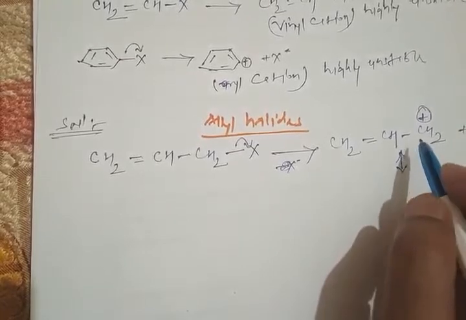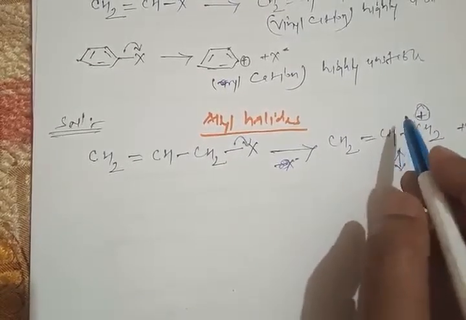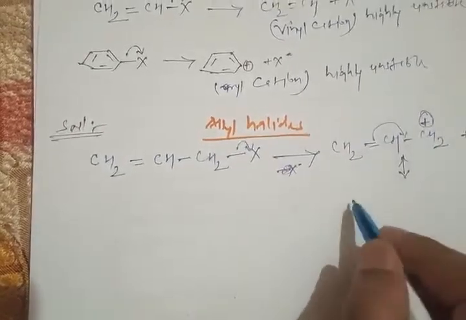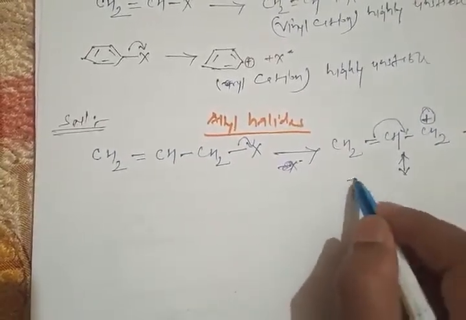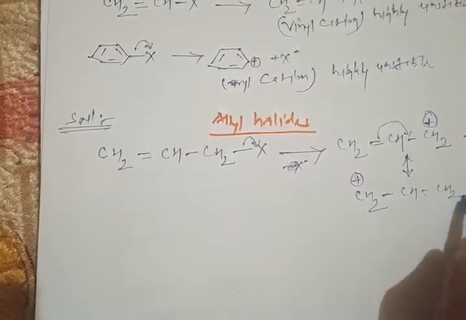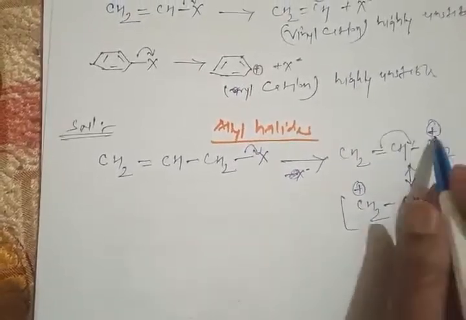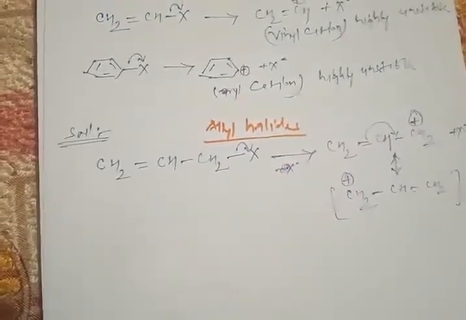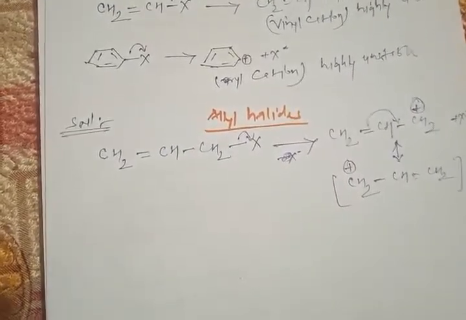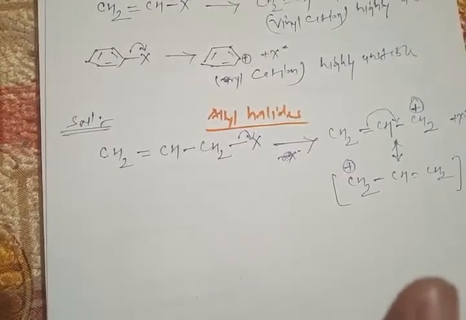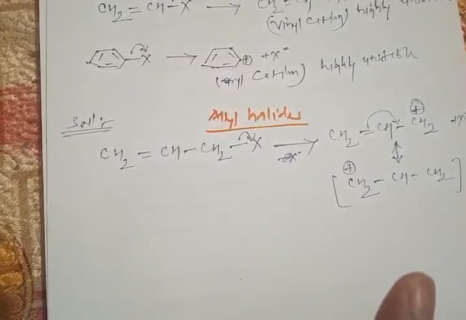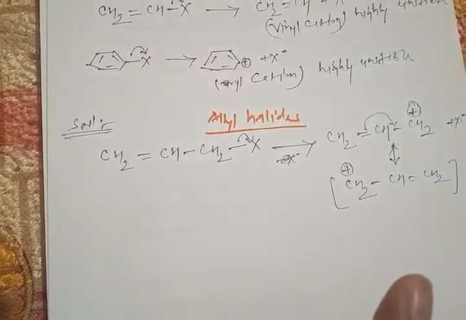So how will this happen? Here the pi electrons will shift, so charge separation occurs here. The positive charge is on this side and on this side. So what does it mean? It means that if it is resonance stabilized, it can undergo SN1 reaction.